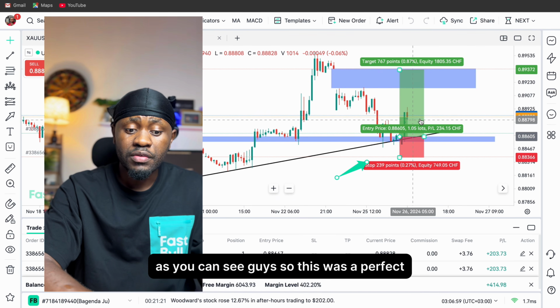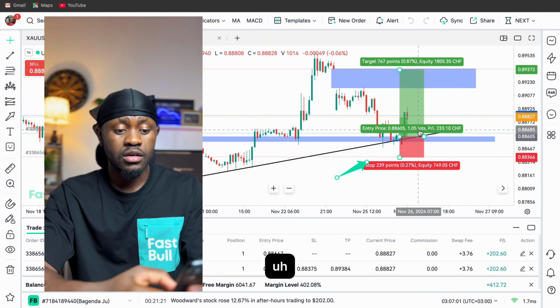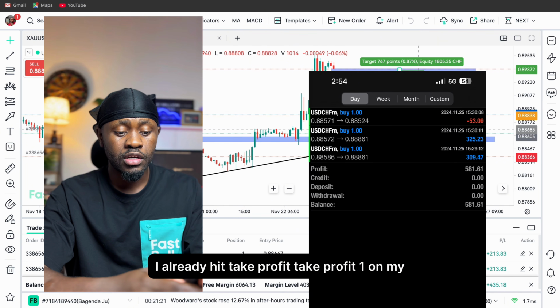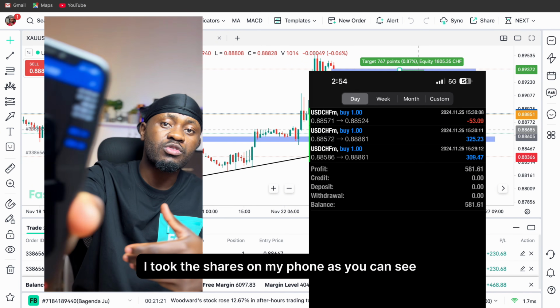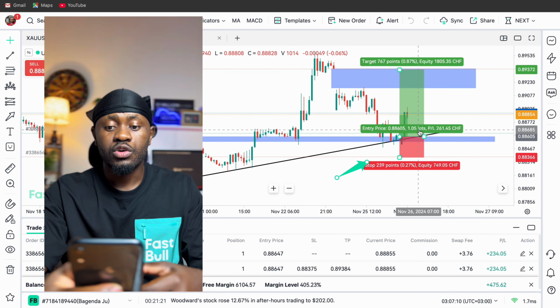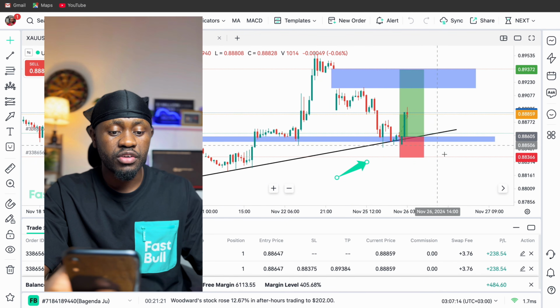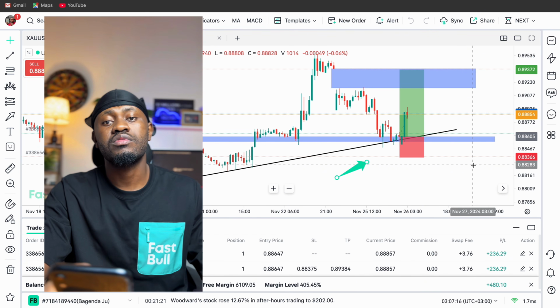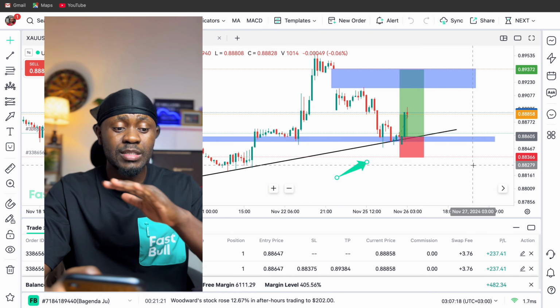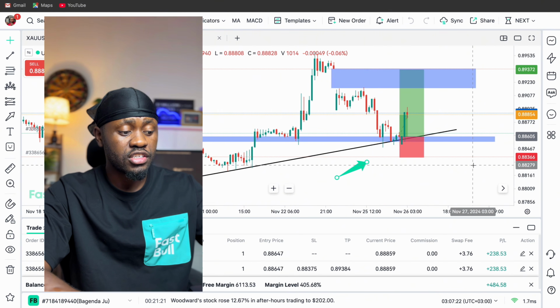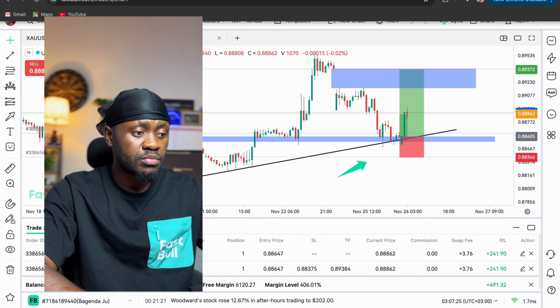So this was a perfect trade, guys. I've already closed off, I've already hit take profit 1 on my phone. I took this trade also on my phone, as you can see right there. Right now on my phone, I'm currently floating 30 pips, but on my computer right here, I'm floating 23 pips currently, as you can see, guys. And this has been massive, guys. I shared this same trade with my VIP right here. As you can see, this is my VIP group.